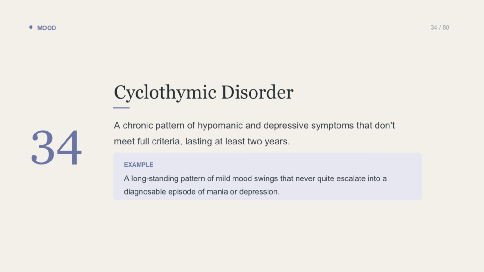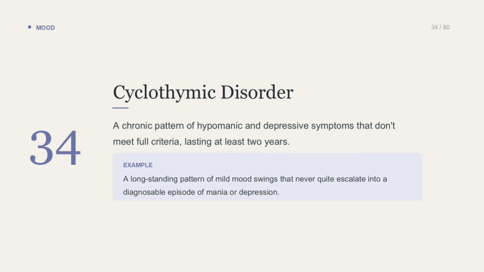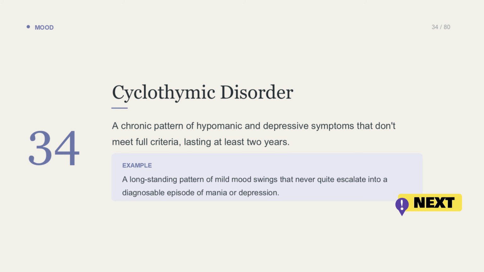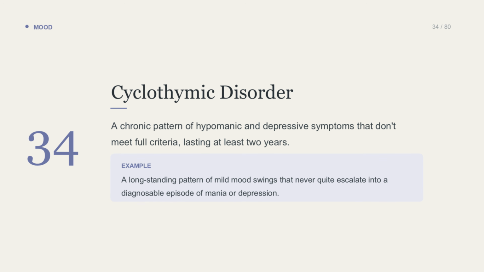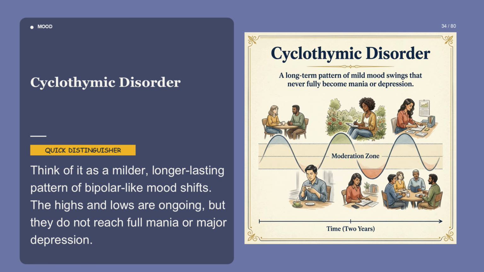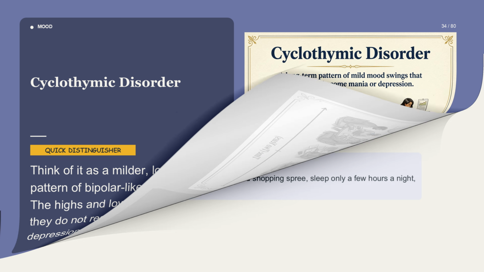34. Cyclothymic disorder. Cyclothymic disorder is a chronic mood disorder involving numerous periods of hypomanic and depressive symptoms that don't meet full criteria for hypomania or major depression, lasting at least 2 years. For example, someone with cyclothymic disorder might have a long-standing pattern of mild mood swings that never quite escalate into a diagnosable episode of mania or depression.